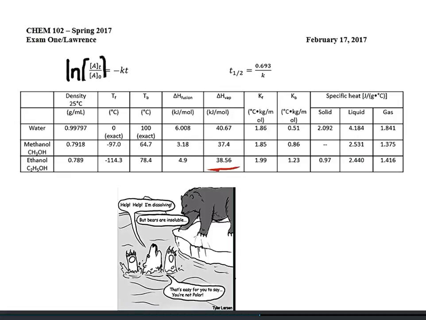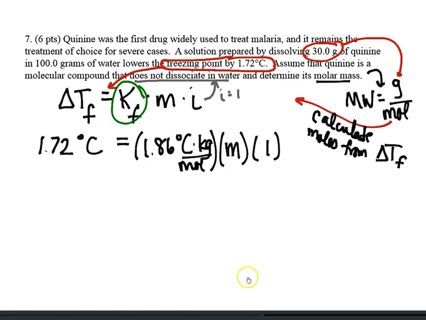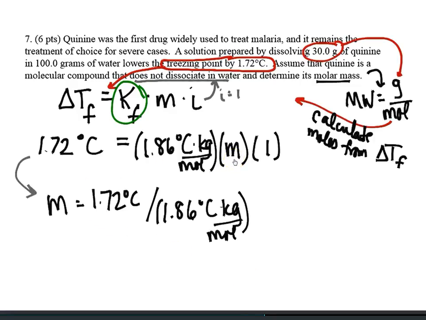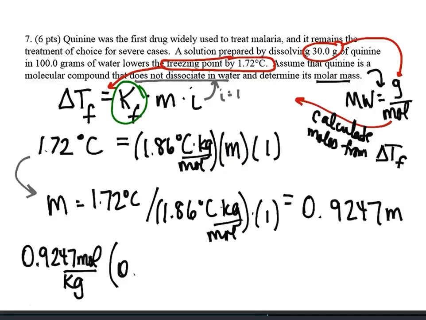We need Kf, that's going to be on the front page. That's here. We plug that back in, and we solve for molality, which is here. So molality in this case is going to be 0.9247 molal. If you remember, separate that into its base units, moles per kilogram.